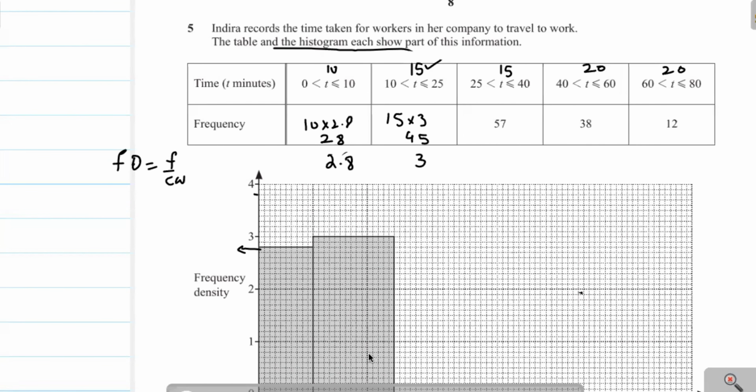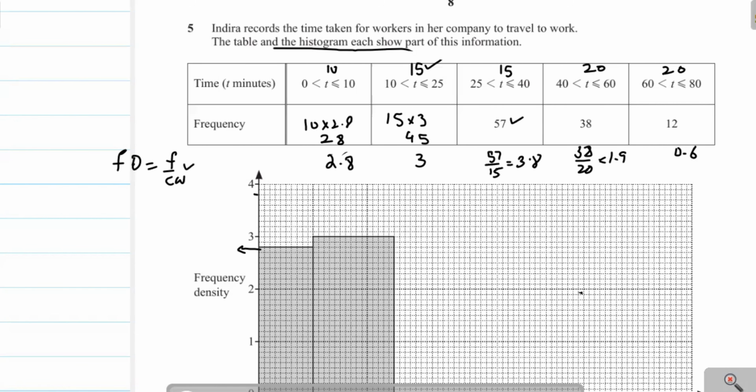Now to complete the histogram, firstly we find the frequency density. Frequency density is equal to frequency over class width. Here the frequency is 57 and the class width is 15. Then 57 divided by 15 will be equal to 3.8. Next is 38 divided by 20, and this will be equal to 1.9. And next is 12 divided by 20, and this will be equal to 0.6.